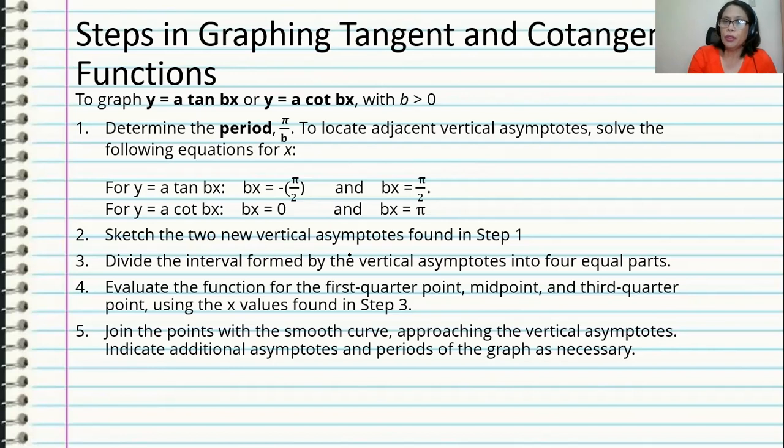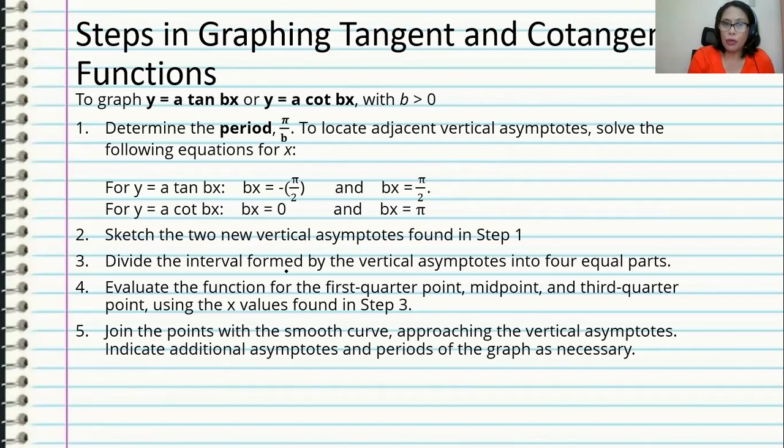Now, as stated in the previous slide, to expand the graph by adding more vertical asymptotes, we will just add multiples of pi or pi over b, depending on the period. So after identifying the adjacent vertical asymptotes, we need to sketch the two new vertical asymptotes found in step 1.